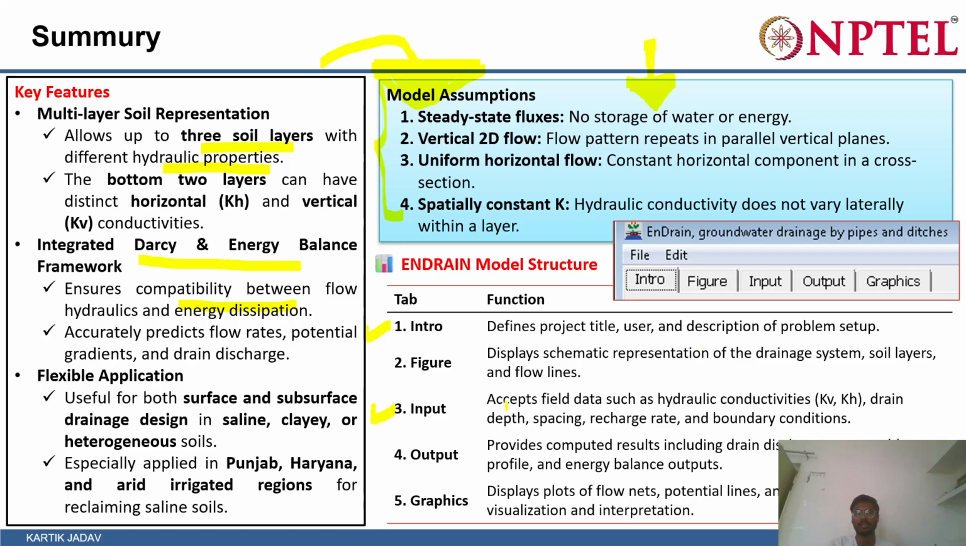In input, we are generally providing field data such as hydraulic conductivity in different layers, drain depth, drainage spacing, recharge rate, and other boundary conditions, like how the surrounding conditions react with this drainage system. Then in output, we generally have results that compute the drain discharge, water table profile, and energy balance outputs. And finally, we can visualize using the graphic tab. It displays plots of flow rates, potential lines, head distribution, and visualization of interpretation.